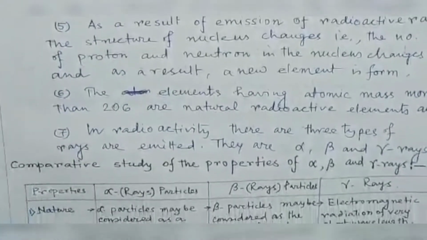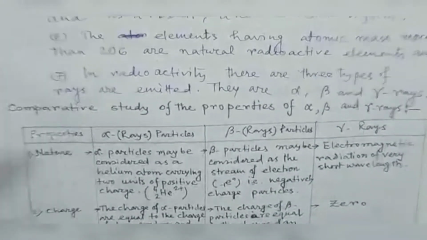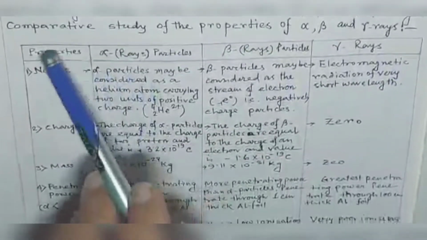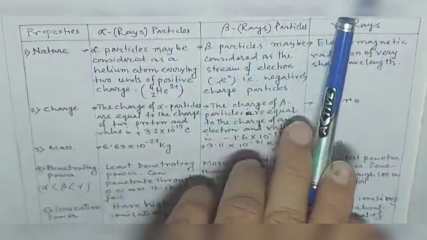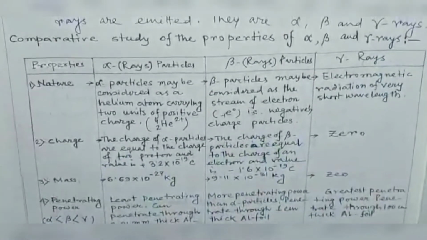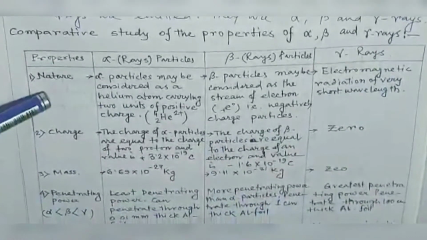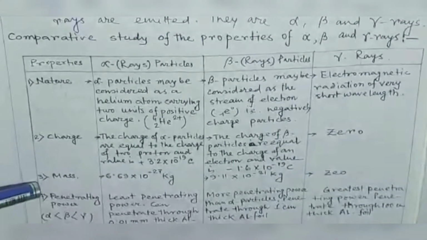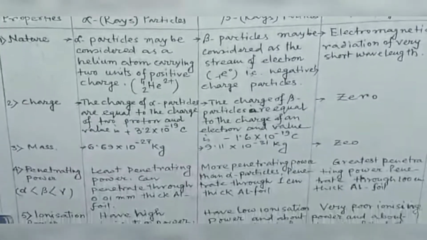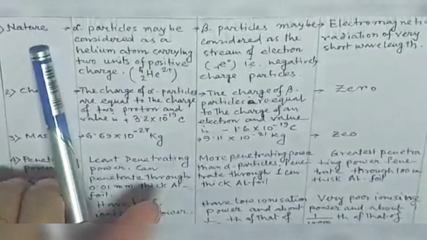Now we discuss the various properties and compare these properties by this chart. So, comparative study of the properties of alpha, beta, gamma rays. We discuss five properties of alpha particle, beta particle and gamma rays. Number one is nature, number two is charge, number three is mass, number four is penetrating power, and the last one is ionization power. First, we discuss the nature.